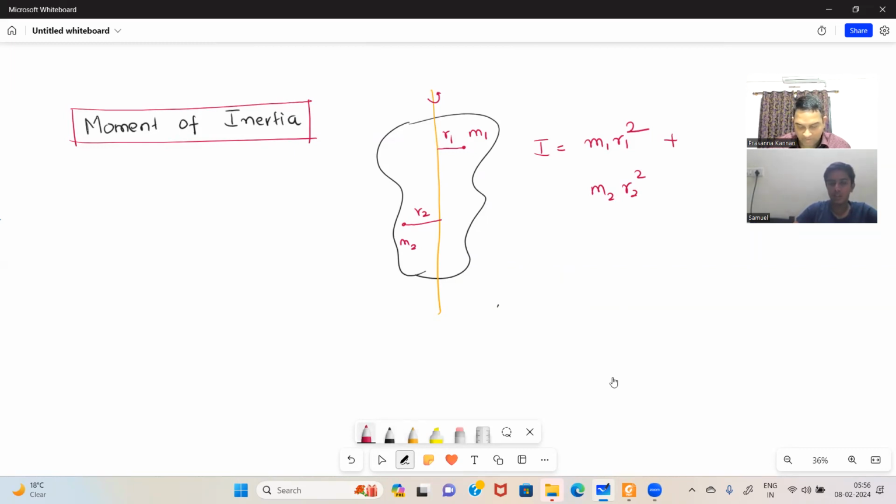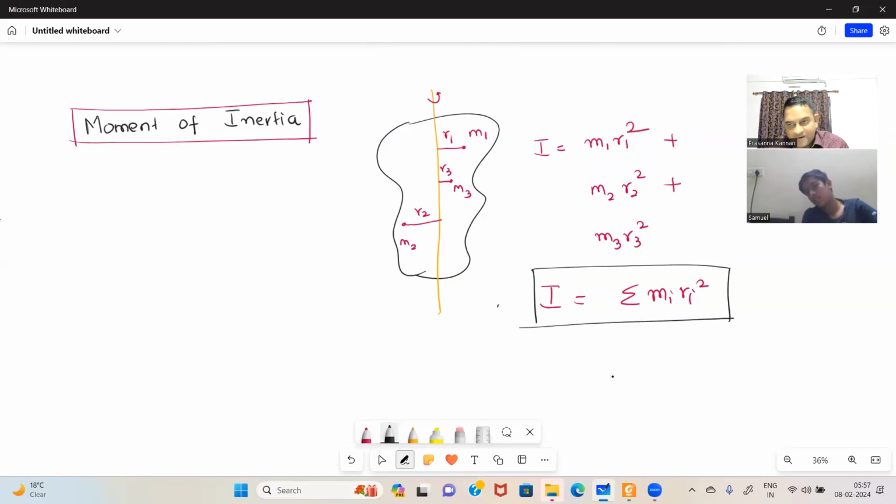Like that, you have more particles. You have another particle m3 at a distance of r3. So your moment of inertia is the sum of all these mr square values. But suppose you have an infinite number of particles, it is no longer sigma. This formula is valid only if there are a finite number of particles. If there are finite number of particles, you can add them. If there are infinite number of particles, you cannot add them. What will you do? Integrate them.